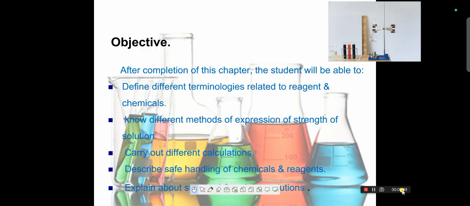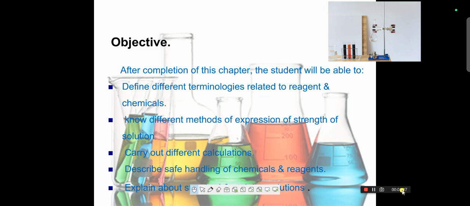You will be able to name the terms which are used, right? And you will be able to know different methods of expression of strength of solution, how the strength of the solution is expressed, what is normality, what is molality, what is molarity, right? Next you will be able to carry out the different calculations because it is based on the formulas, so you will get knowledge about the formulas that are used for expressing and determining the strength of the solution.